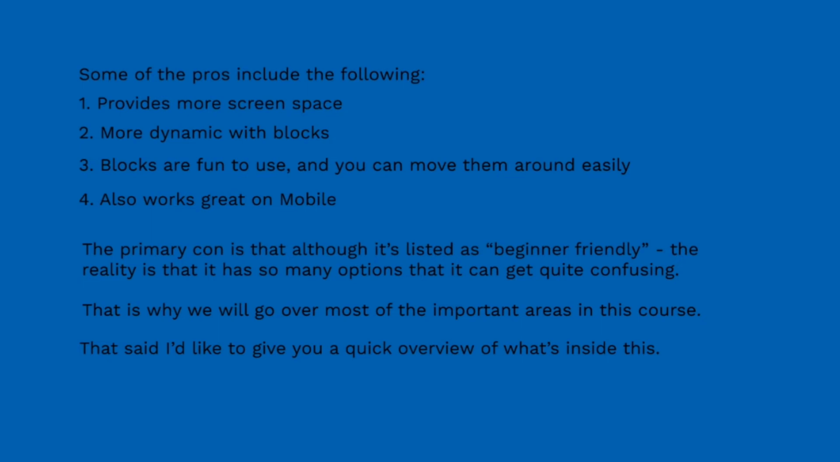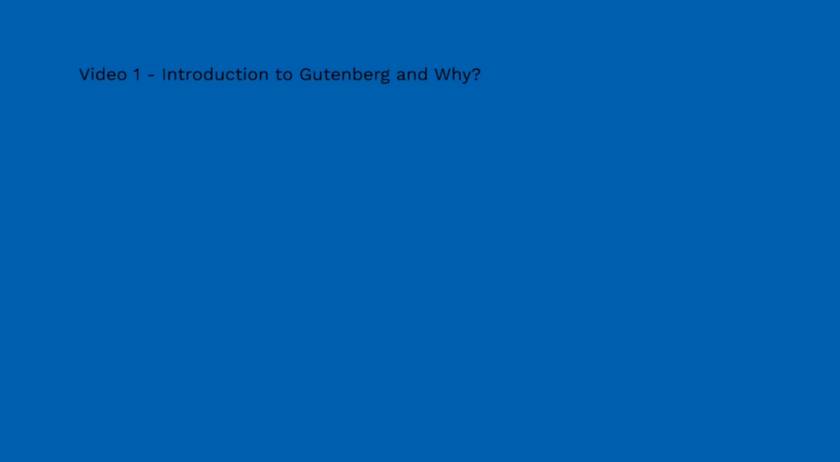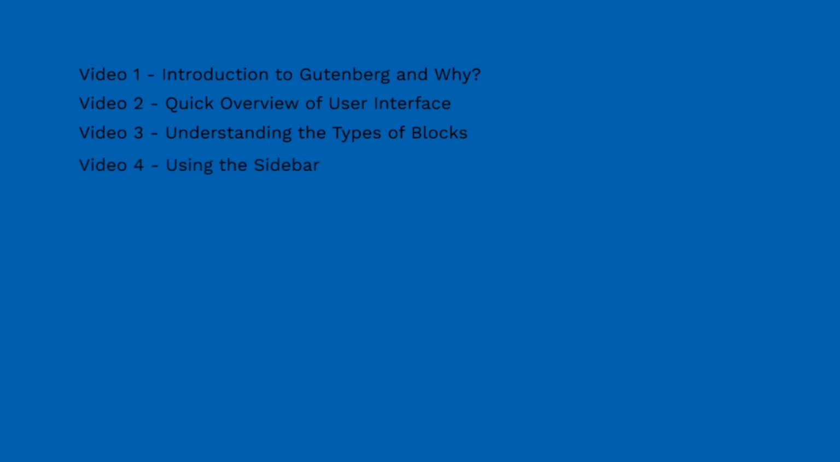so you know exactly what to expect. So this is video number 1, obviously. Video number 2, we're going to give you a quick overview of the user interface. Video number 3, we're going to talk about the different types of blocks so that you're aware of the many blocks that are available to you. Video number 4, we'll talk about using the sidebar, which is on the right-hand side, that pertains to each block. And number 5, we'll talk about common blocks that are available to you. And of course, video number 6, we'll talk about formatting blocks.